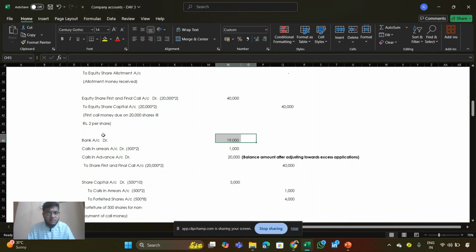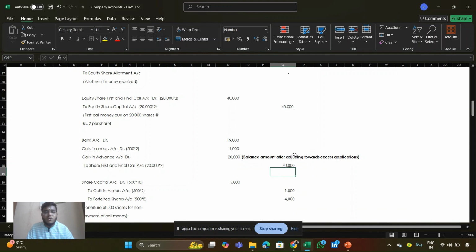Why? We'll see. So calls in arrears 500 into 2, calls in advance 20,000. To share first and final call 20,000 into 2. It's a whole amount, 40,000. So the advance amount is 20,000. Why? Because the balance amount was adjusted towards excess application. In 40,000 we have adjusted 20,000 in the application amount. Excess application we adjusted 20,000, so that balance is 20,000 here.